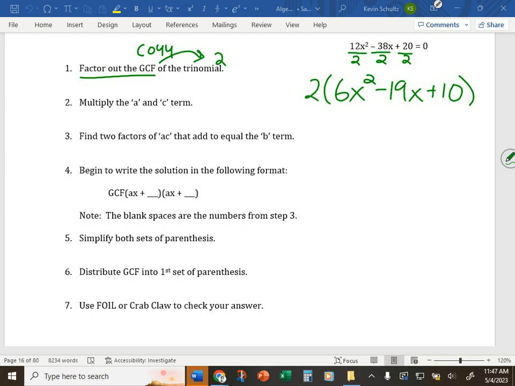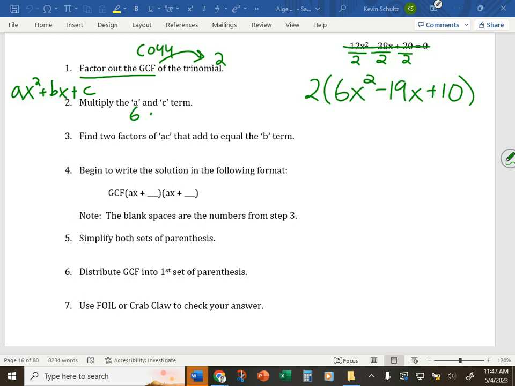Now, step 2, multiply the a and the c term. What is the a term in this expression? Remembering that all of these parabolas, all of these trinomials are in ax squared plus bx plus c form. What is our a term? And we're kind of done with the 2 for now. Now that we've factored out that 2, we're focused on what we have inside of the parentheses. What's the a term there? 6. It is 6, okay?